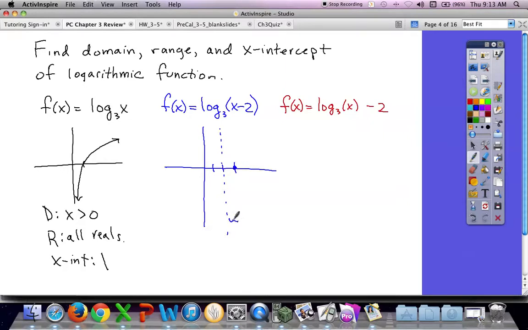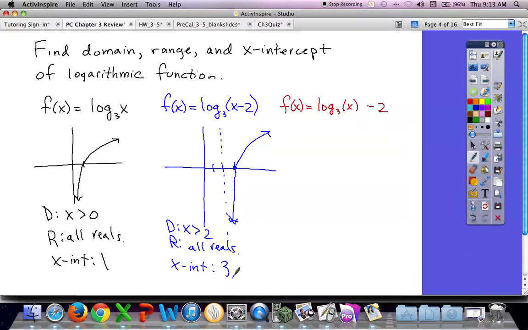And the graph looks like something like that. That's a bad arrow. So what is the domain now? X greater than 2. What is the range? All real numbers still, right? We didn't change the fact that it goes infinitely up and down. All reals. And the x-intercept is 3. Moved 1 to the right.